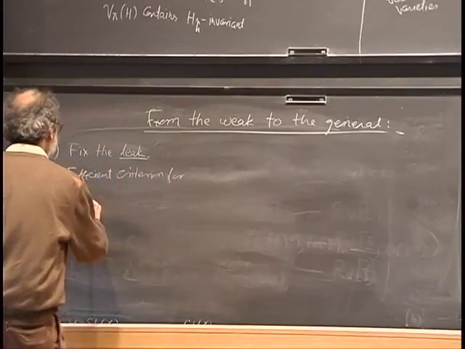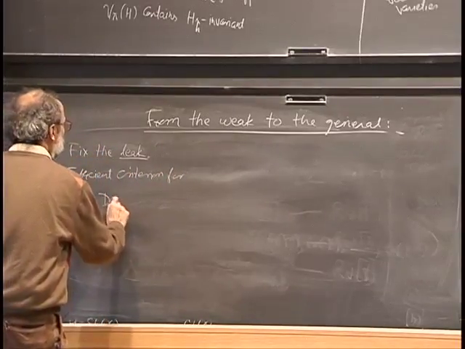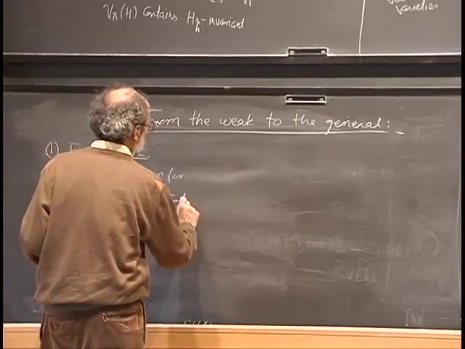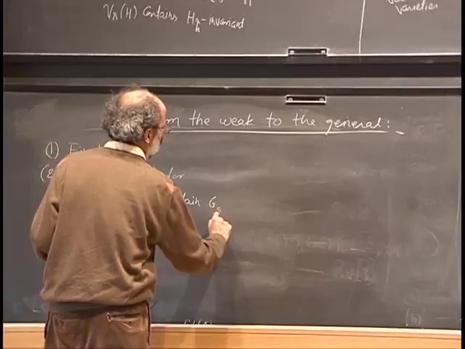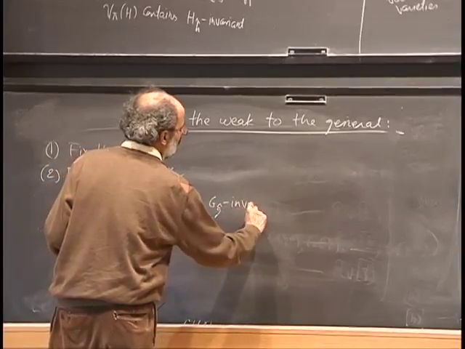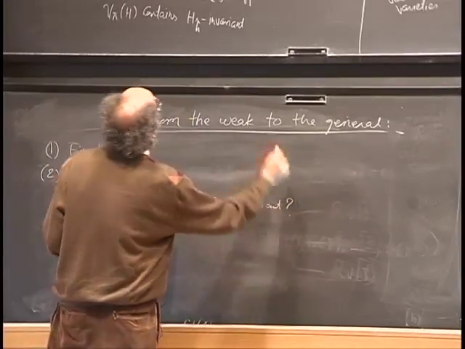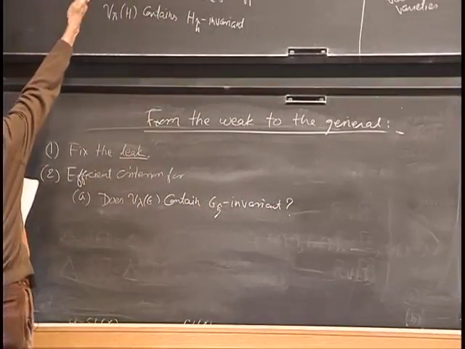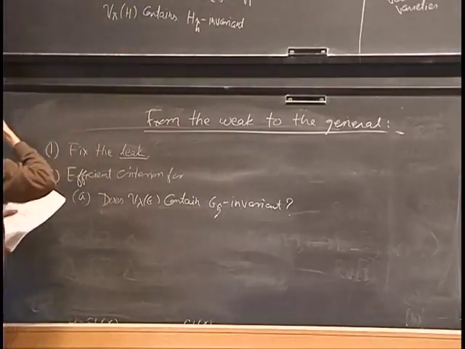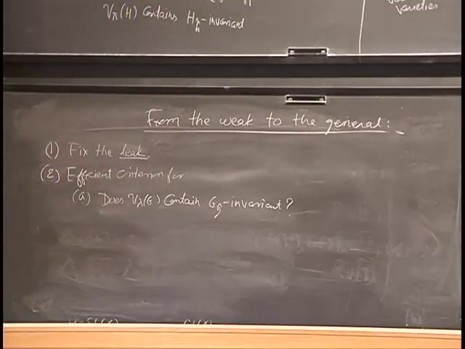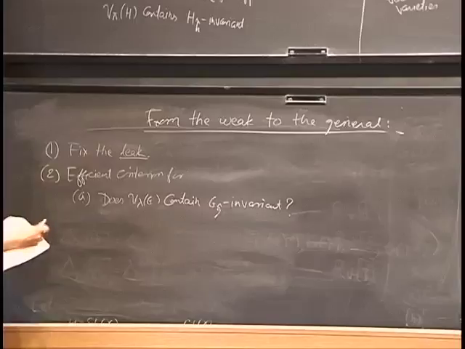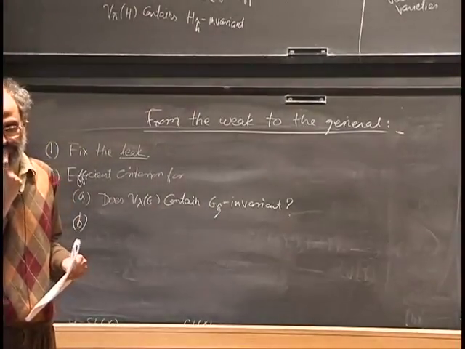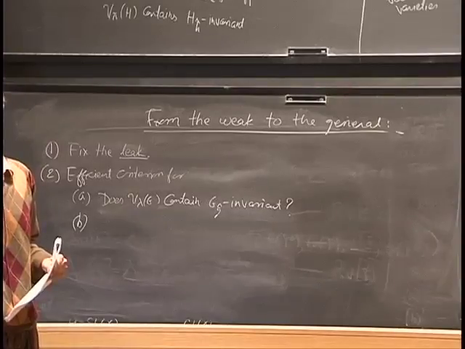First you have to fix the leak, and then what you need are the efficient criteria for the following two problems. Does V lambda G contain a G hat invariant? That is what is required, for example, to determine which modules occur in the homogeneous coordinate ring for the determinant. So this would be required, and similarly for the other.